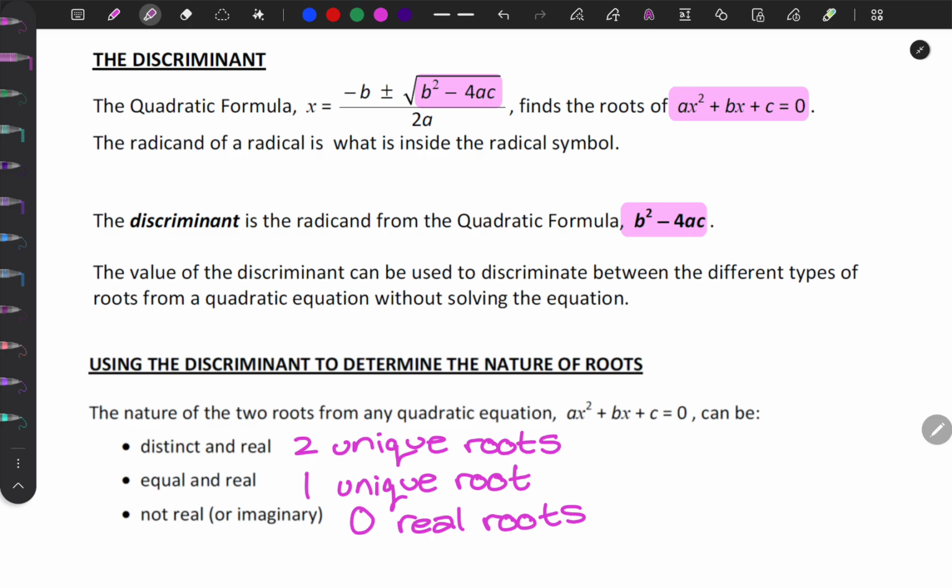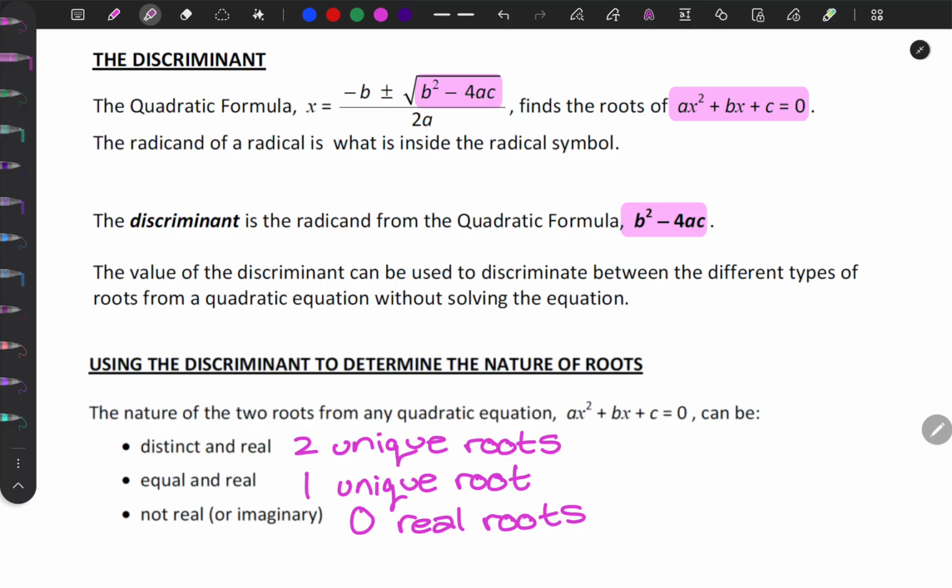The idea behind the discriminant is that it can be used to discriminate between the different types of roots from a quadratic equation, and you can do this without having to solve the equation. Now, we have three possible kinds of solutions, or three different natures of the roots. The first possibility is that the roots are distinct and real. That means we have two unique roots, or two solutions. The second possibility is the roots will be equal and real, which essentially just means we only have one unique root. The third case is that our roots are not real because they result from an imaginary number. We say 0 real roots or no solutions.